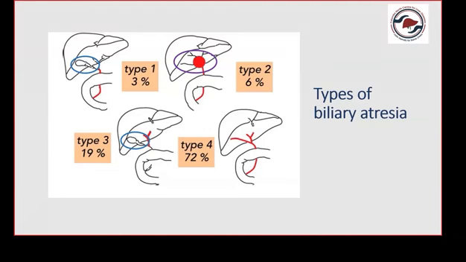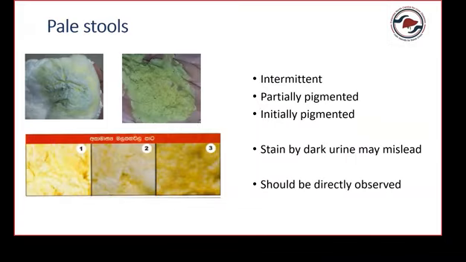I wanted to highlight a few things about pale stools. In biliary atresia, the stool color may vary. You might have a range: acholic stools, partially pigmented stools, or intermittently pale stools. Different types of clinical presentations would occur. And initially pigmented stools is a well-known finding in biliary atresia. And direct observation of the stools is very, very important before you proceed with further evaluation. Sometimes the dark urine might stain the nappy and will give you a false reassurance that the stools are pigmented.